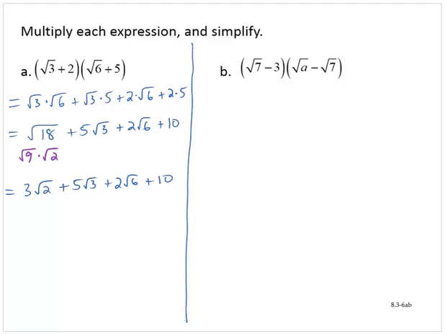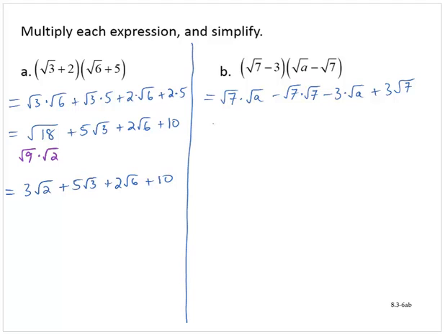Exercise B, we have the square root of 7 minus 3 times the square root of a minus the square root of 7. Again, applying the FOIL concept, I would have the square root of 7 times the square root of a, minus the square root of 7 times the square root of 7, minus 3 times the square root of a, plus 3 times the square root of 7.